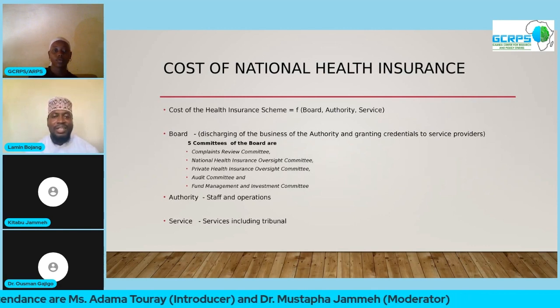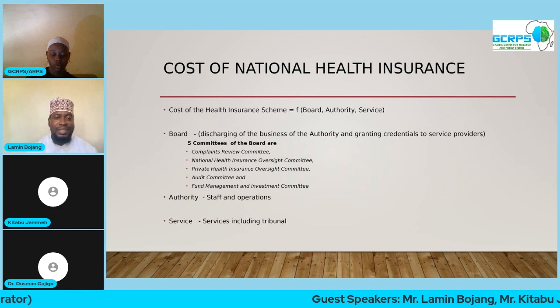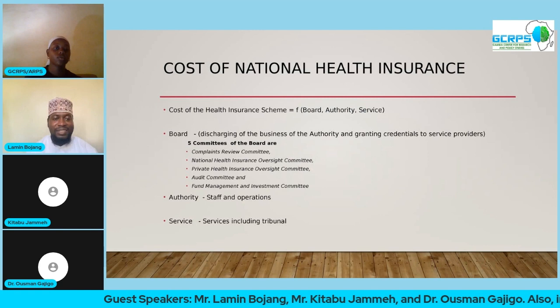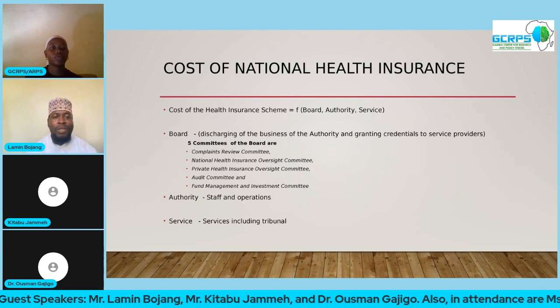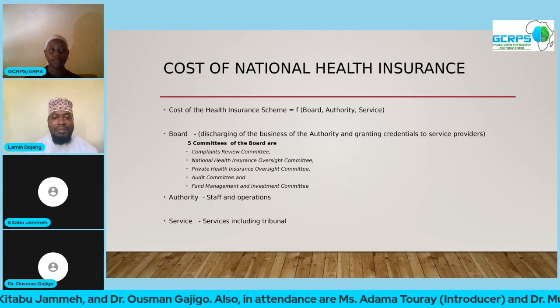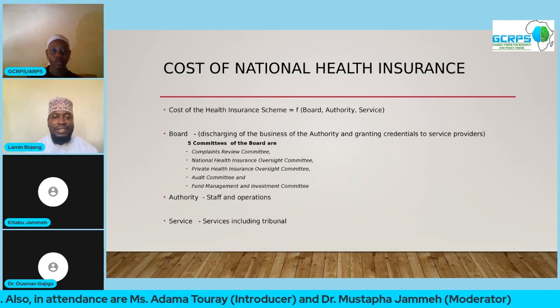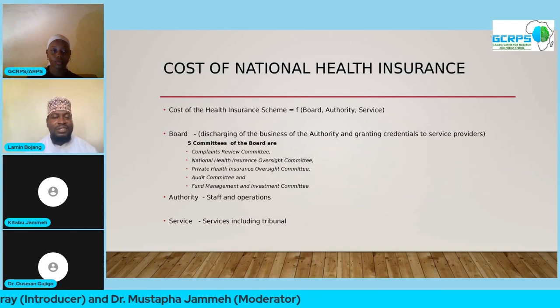Cost of the National Health Insurance. The cost of the National Insurance Scheme, you can categorize into three baskets. It is a function of the board, the authority, and the services. When you look at the board, the business of the board is to charge the business of the authority and granting credentials to service providers.